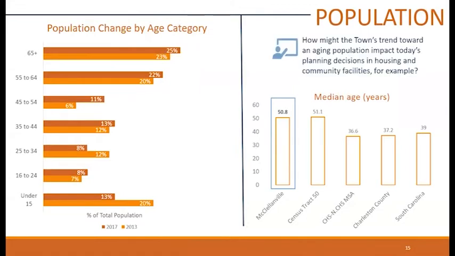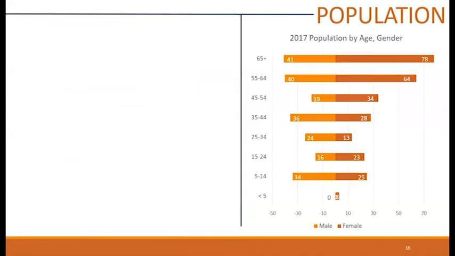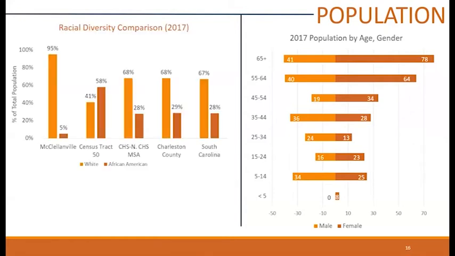How might the town's trend toward an aging population impact today's planning decisions in, for example, housing and community facilities? What might we want to be thinking about knowing that we have an aging population here in town? As shown in this chart, females seem to outweigh males in the town's gender representation. It's also worth noting that McClellanville is a very homogeneous population, being about 95% white, about 5% African American, and less than 1% of any other racial groups identified living in the town as of 2017.